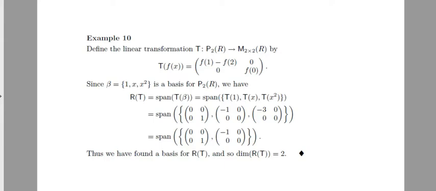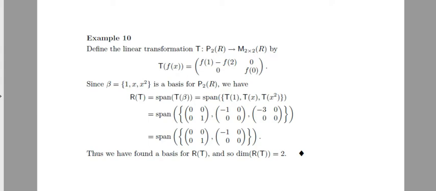For second element T(x): f(1) - f(2), 1 minus 2 we get minus 1, 0, 0, f(0) is again 0. So we get second element [-1, 0; 0, 0]. Third element T(x^2): f(1) - f(2), 1 minus 4 we get minus 3, all the rest will be 0. We get the third element.